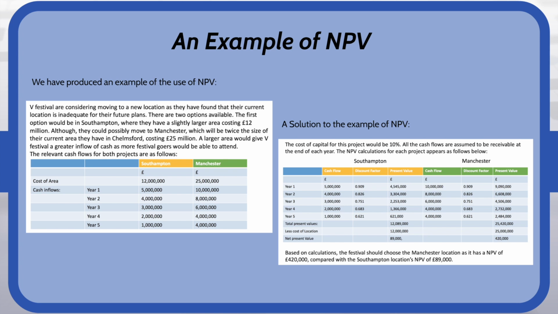Based on our calculations, the festival should choose the Manchester location, as it has a net present value of £420,000, compared with the Southampton location, whose net present value was £89,000. This shows that Manchester is the most suitable because having the higher net present value would be a more profitable outcome for the festival.